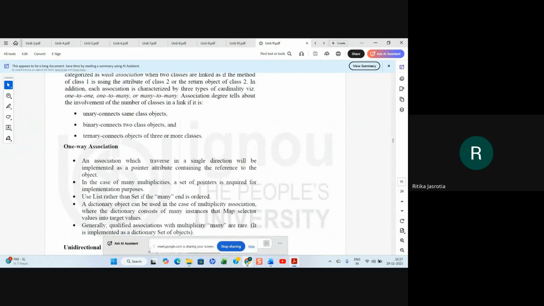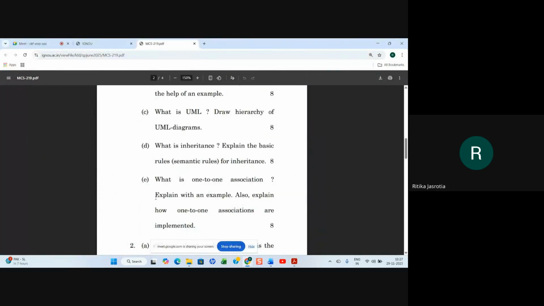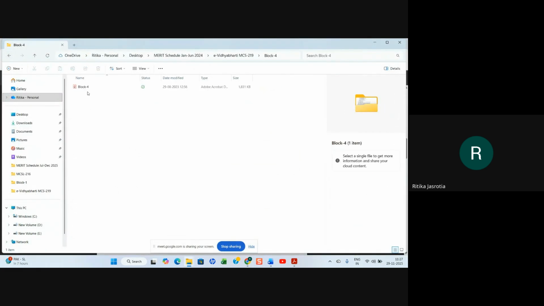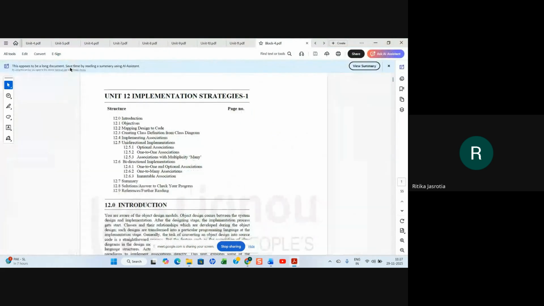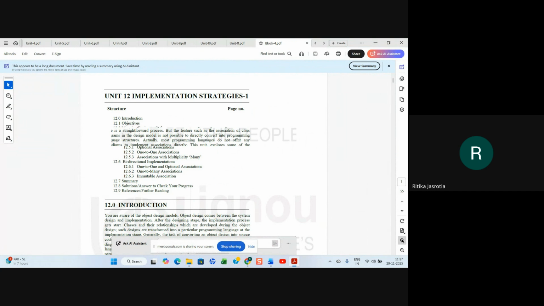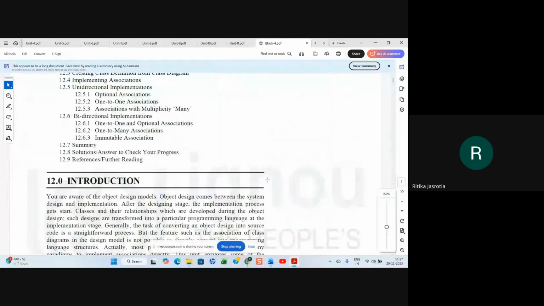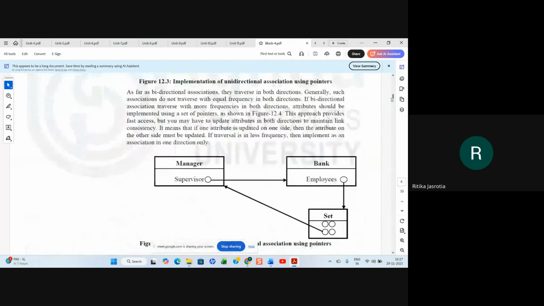So we are talking about one to one. What is one-to-one association? Explain with an example. The example is also given. Also explain how one-to-one associations are implemented. For the implementation part, remember we had gone to unit 4 in our practicals. So in block 4, unit 12, one-to-one association is given under unidirectional and bidirectional also. Whichever you want to give an example of, you can take that. So I'm just going for that.